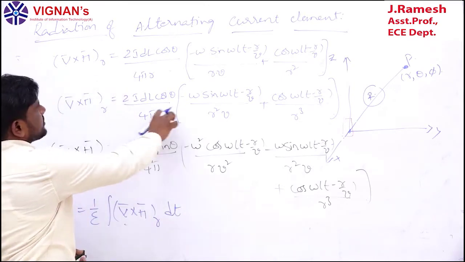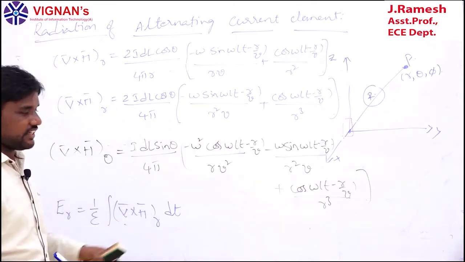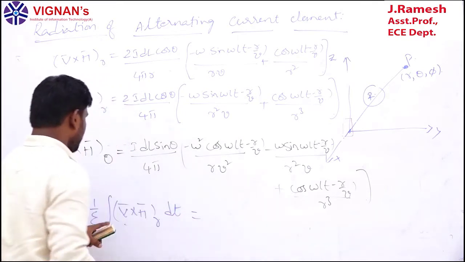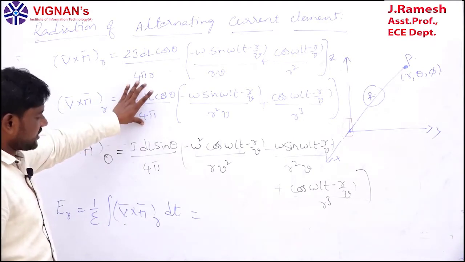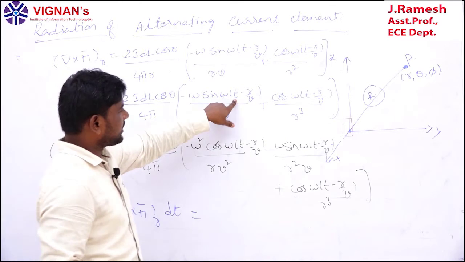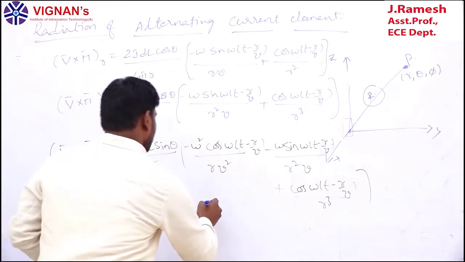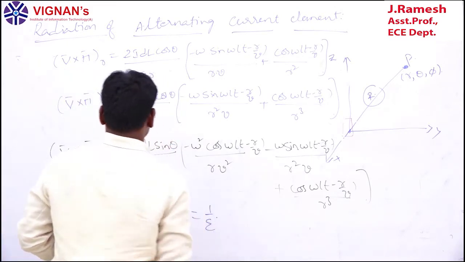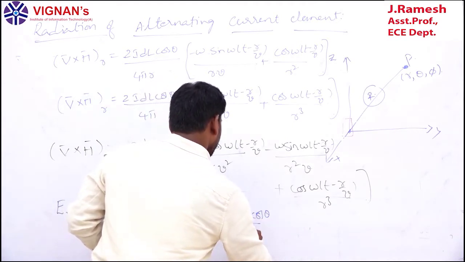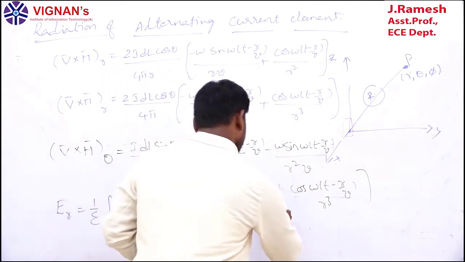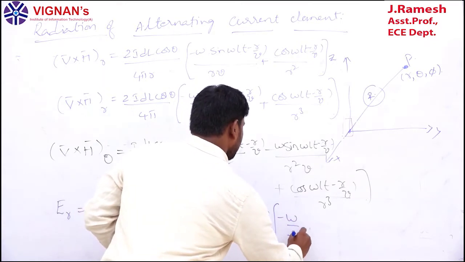This is the entire expression of the R component of del cross H. Simply I have to take the integration of this, so I am directly going to the integration part. Here 2 ideal cos theta by 4 pi is a constant, so take it outside. Here a t term is there, and here a t term is there, so you simply take the integration for these two components. So now I am writing 1 by epsilon, which is a constant, 2 ideal cos theta by 4 pi, and I take the integration portion of this one: minus omega by r square into v.